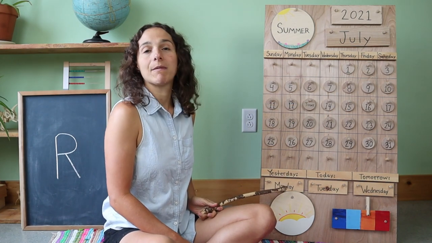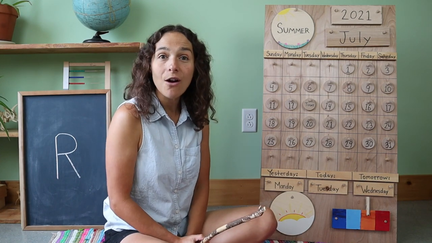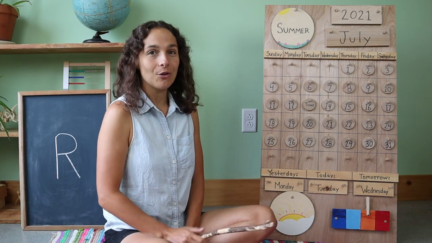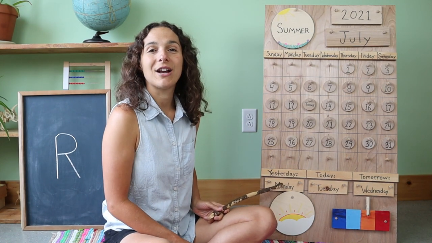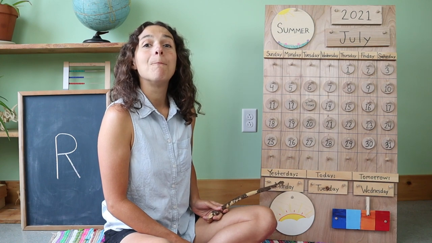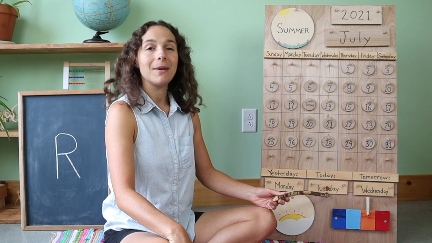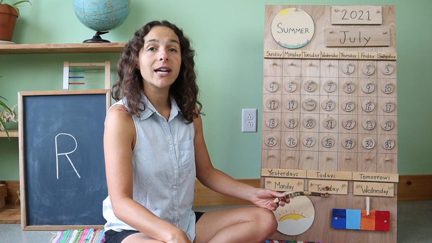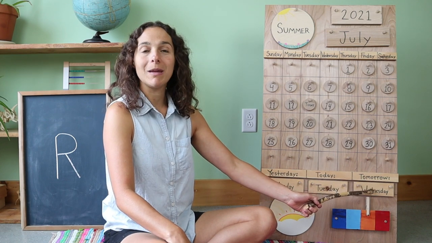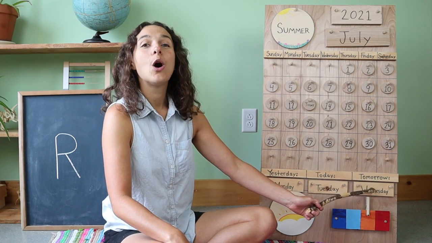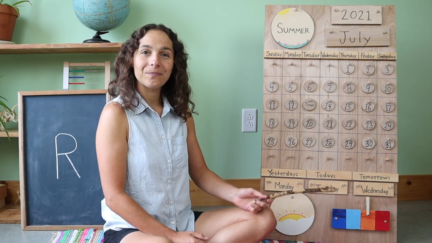Let's go down to the bottom of the chart and we'll go over the days together. Listen carefully for the sound that the day starts with, and if you know what day it is, you can tell me. Let's see. Yesterday was M. Monday, the first day of the weekday. So that means that today is T. Tuesday, and tomorrow will be W. Wednesday.